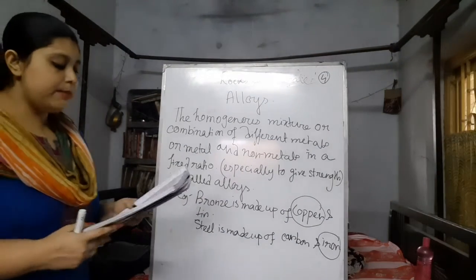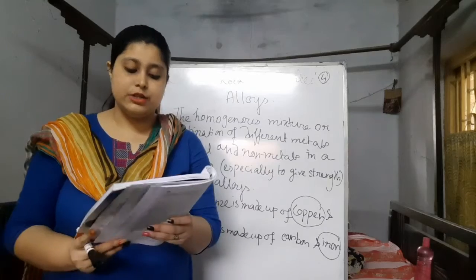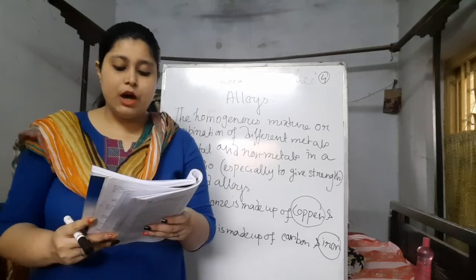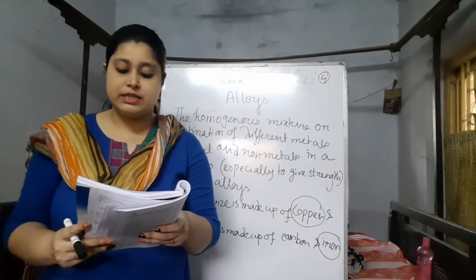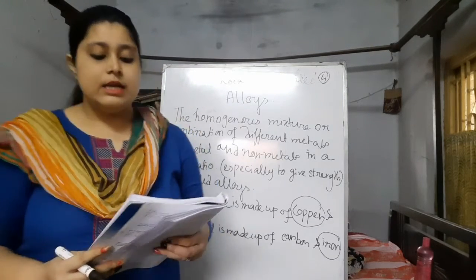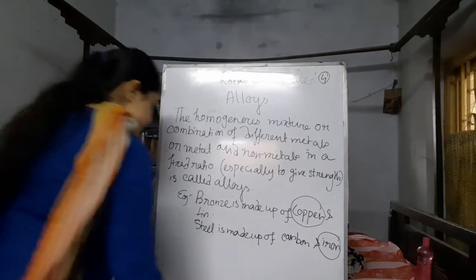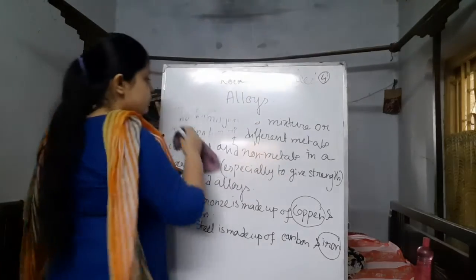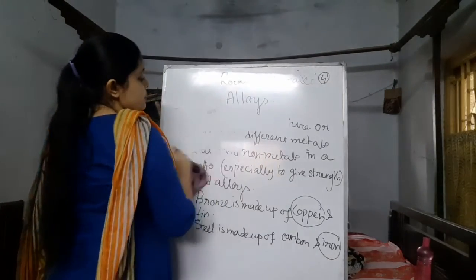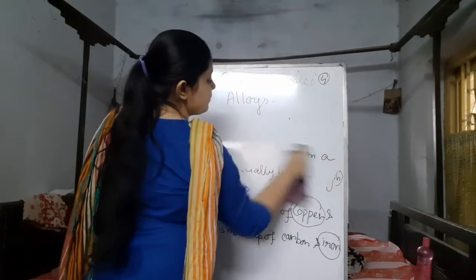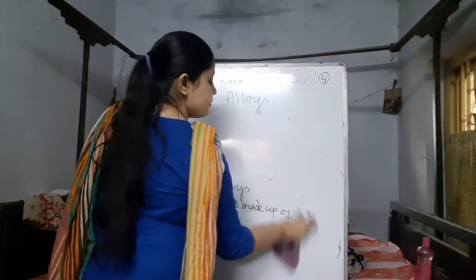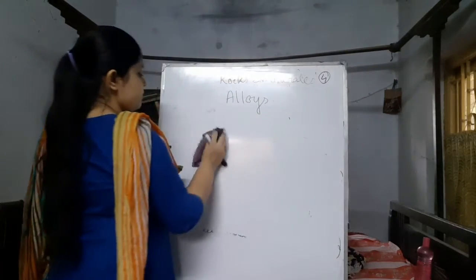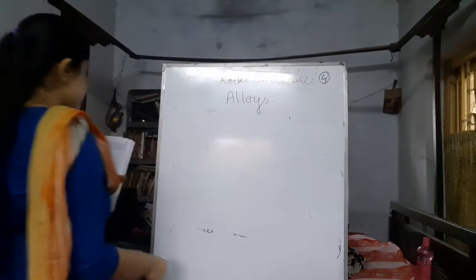Today, more than 90% of metals used in our everyday life are in the form of alloys. This is because alloys have many advantages that a single metal does not have. So what are the importance and advantages that an alloy has that a single metal doesn't? Let us find out. So the advantages are like this.